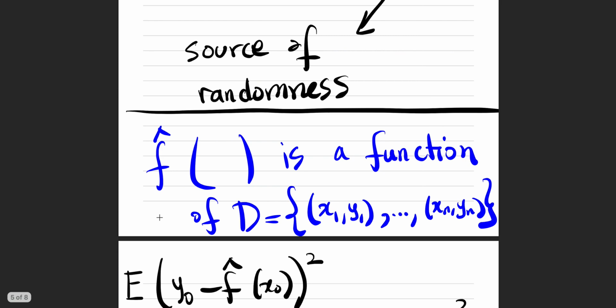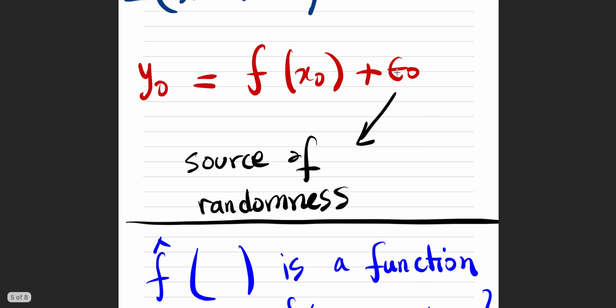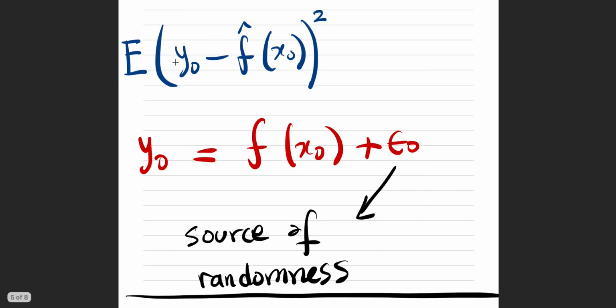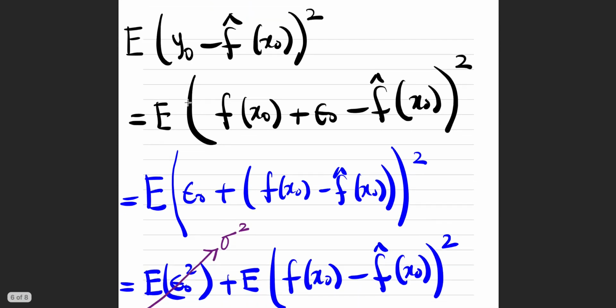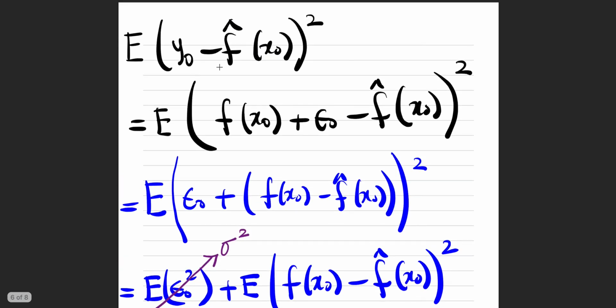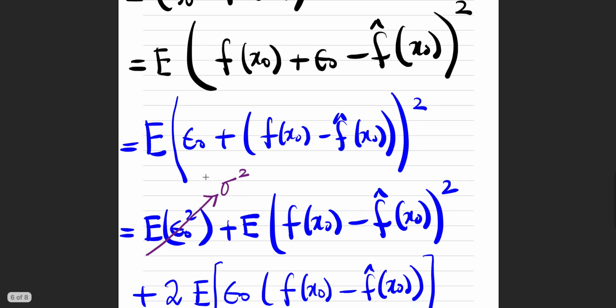Let's not forget that f hat is a function of the data. So in a way, f hat is independent of epsilon 0, so in a way, f hat is independent of y. And that makes this expectation look the way it looks here: the expected value of y0 minus f hat x0 squared. Instead of y0, we just substitute what the data generating process tells us. It's f of x0 plus epsilon 0. And then we put these two together to get f x0 minus f hat x0, in parentheses, plus epsilon 0. And then we square it.